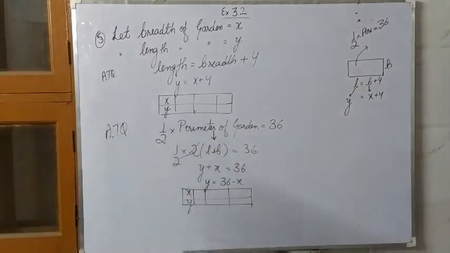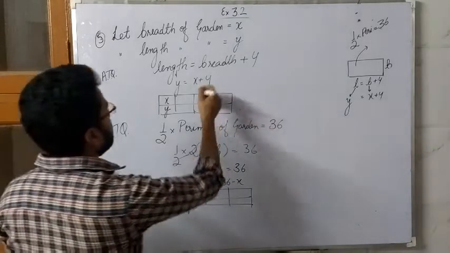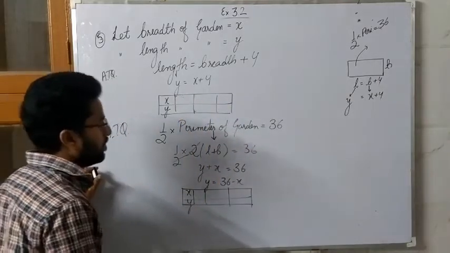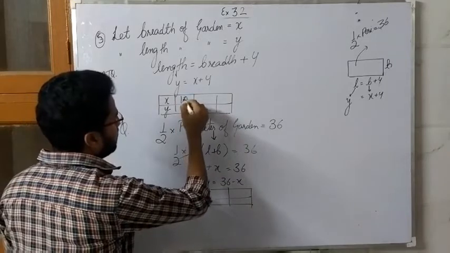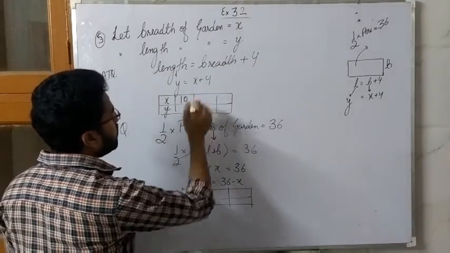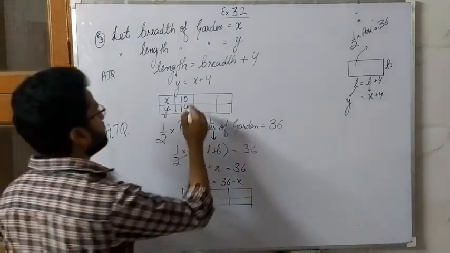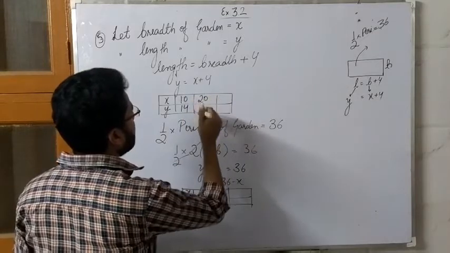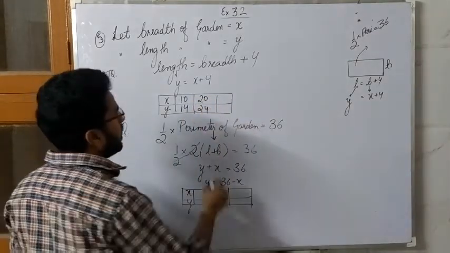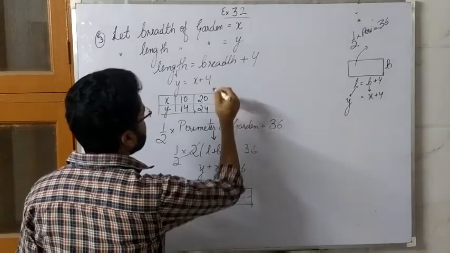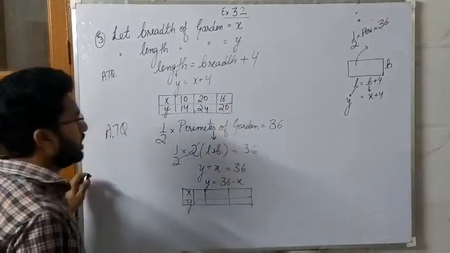Now what we need to put? You have to put the value accordingly, right? Let's say when we put x equals 10, so 10 plus 4 is 14, right? Now if we put x equals 20, so y will come how much? 24, right? And if we put x equals, let's say, 16, 16 plus 4 will be 20, right?